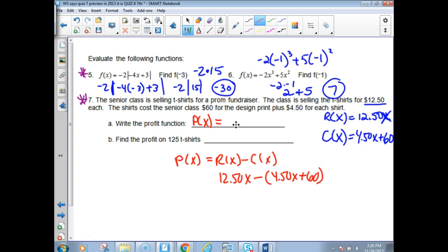12.50x minus 4.50x would be 8x, and then don't forget to distribute the minus sign, minus 60. Okay, now you plug in for 125 t-shirts and do 8 times 125 minus 60, and you should get $940. Yeah. Okay. Yes, there will be one on the quiz.